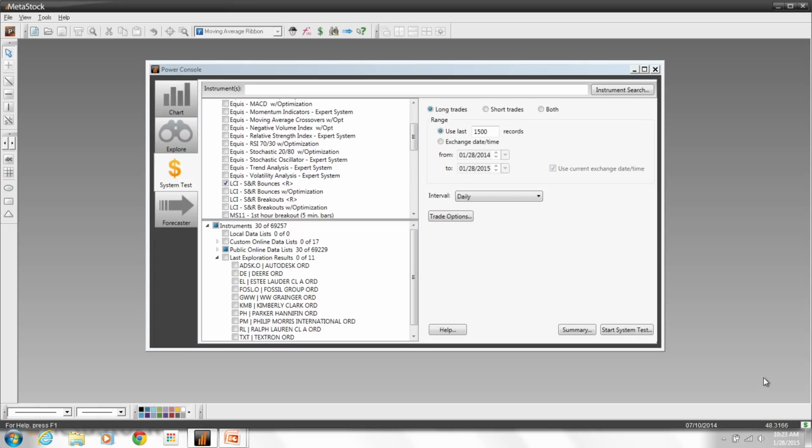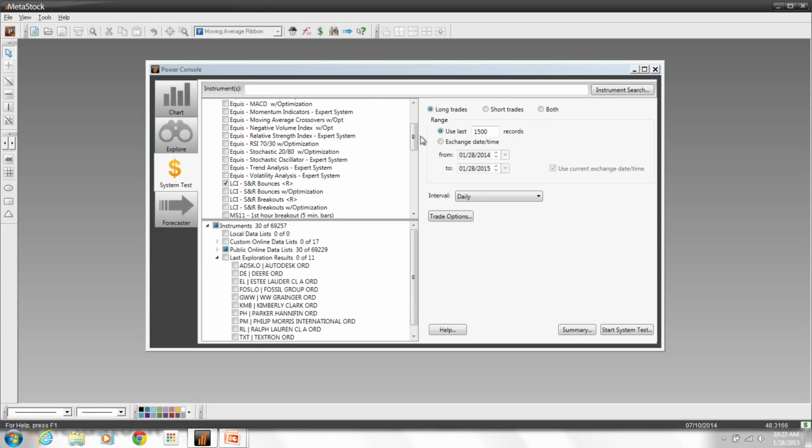So in MetaStock, looking at the new MetaStock Power Console, there's a couple different ways that we need to structure our workflow. Now, this is going to vary based off the instruments that you're trading. The LCI trading system is going to allow you to trade any instrument on any time frame. Now, the instrument itself doesn't matter. It can be stocks, futures, forex, and time frame can be intraday as well as tick data, which is now in the new MetaStock 14.